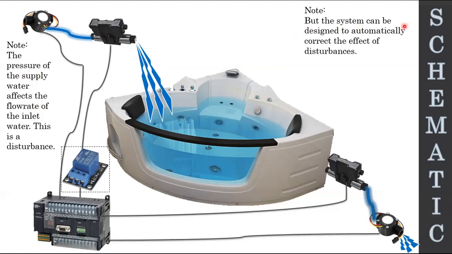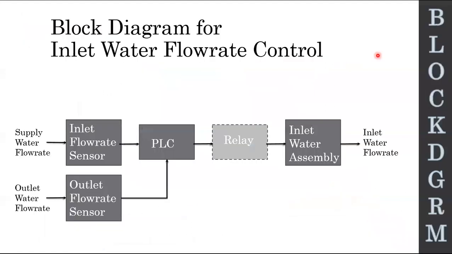But the system can be designed to automatically correct the effect of the disturbance. But you're going to do that after you have completed the design without the disturbance first. Okay? So, to continue, here will be the block diagram for inlet water flow rate control.